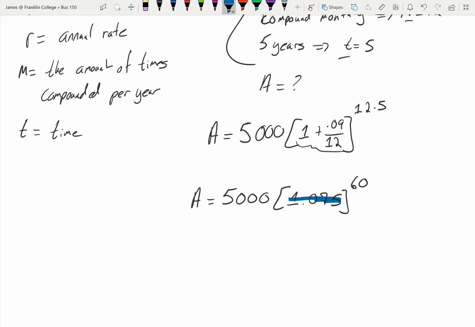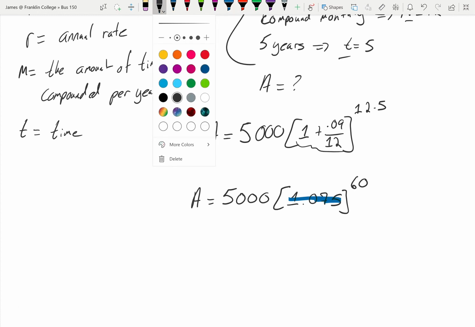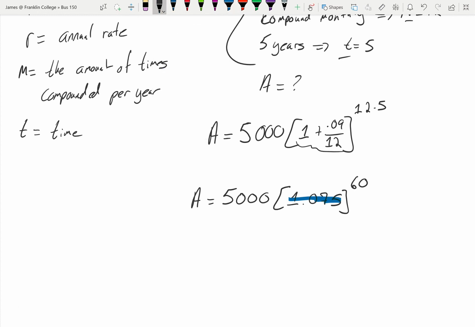The 1.075, well, that is simply going to be 0.09 divided by 12. And then the 60 is the 12 times 5. Alright, so now we're going to want to solve for this part here. What is 1.075 raised to the 60? Well, we're going to have to plug that into our calculator. And we are going to get 1.57. So 1.57 is 1.075 raised to the 60th power.